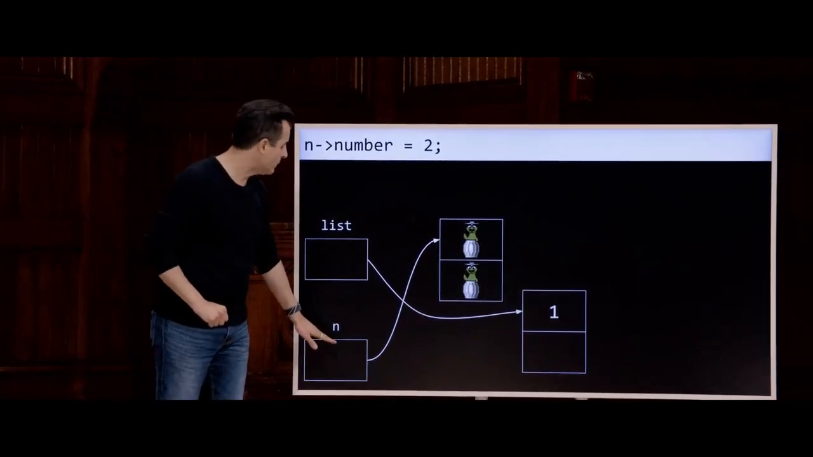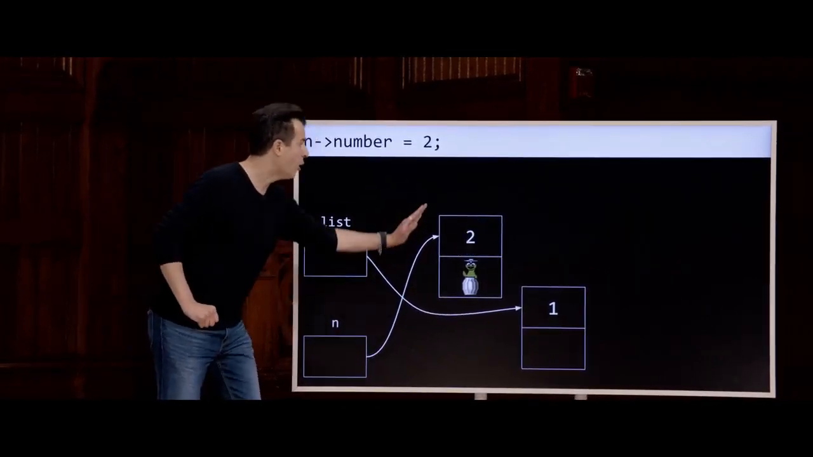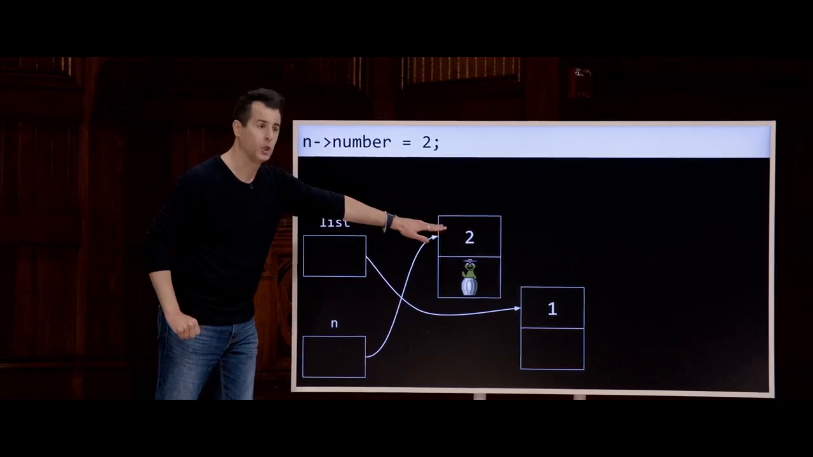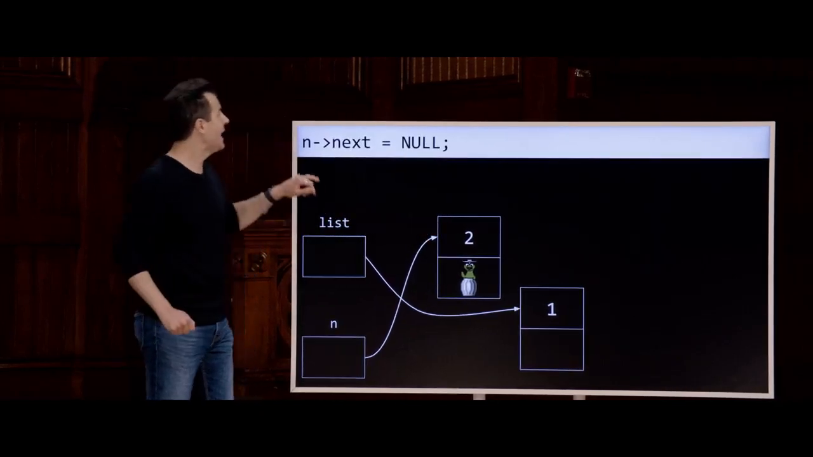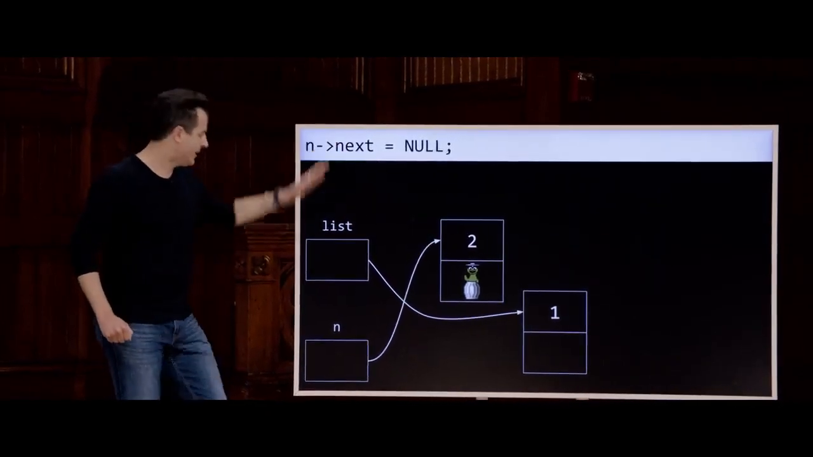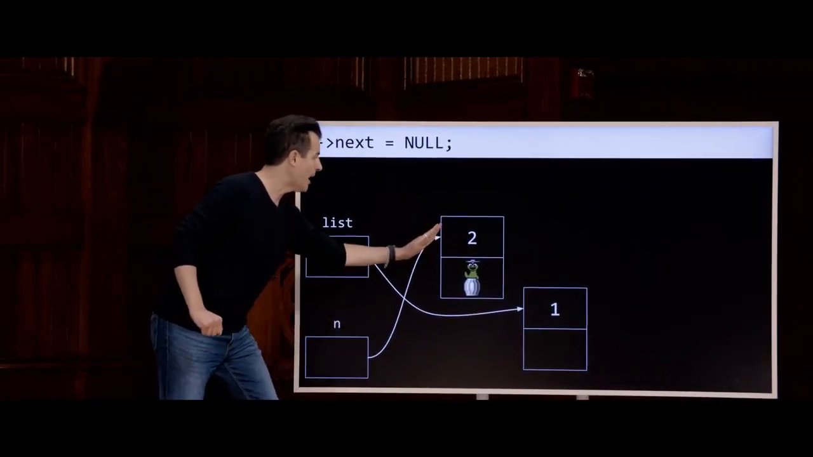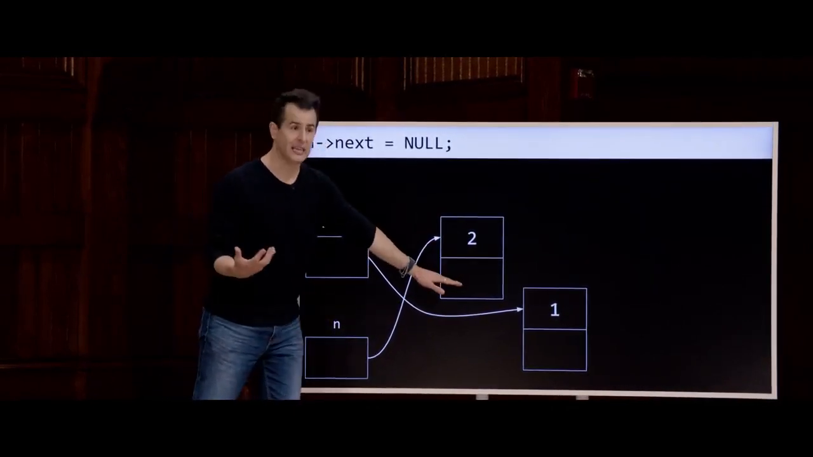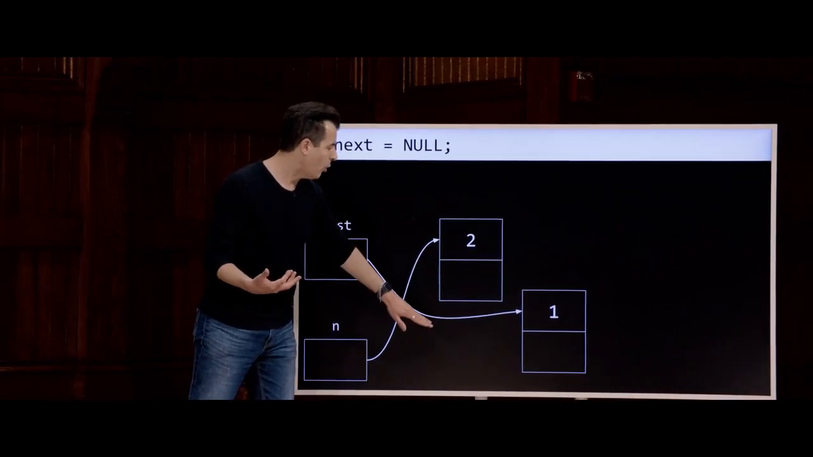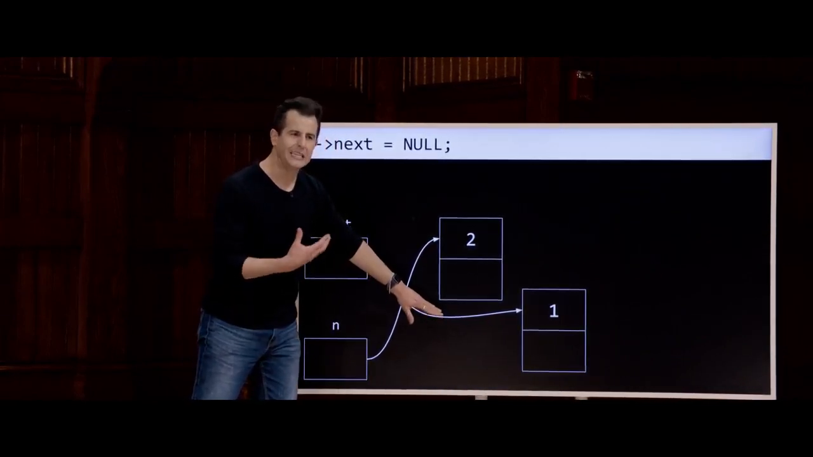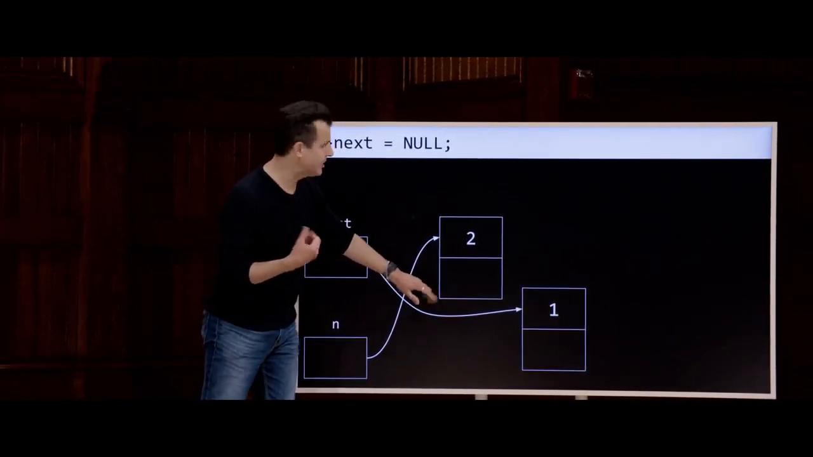And we can change the value of n, follow the arrow, to number, and that becomes 2. Similarly, we can do this again and set n arrow next. So start at n, follow the arrow, access the next field, and set that equal to null. Now, we're not quite done yet because we haven't actually linked things together. So here's now where things get interesting.